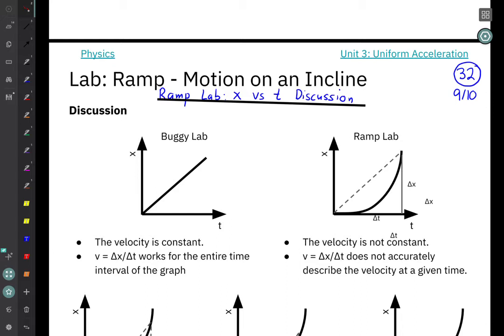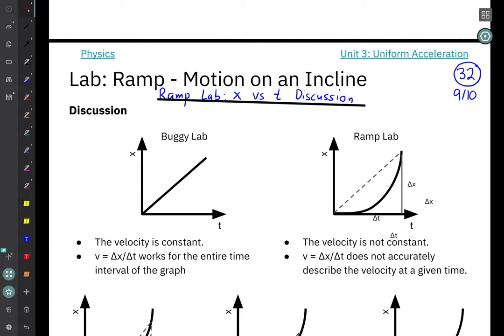Now this is going to be a great way to represent our data when we know the fact that our velocity is constant, which is what I'm going to have written down underneath my graph for the buggy lab. What that means is our velocity is going to be equal to our displacement, the change in position, over that time interval, the change in time. That velocity is going to work for the entire time interval of the graph. That velocity is the same here on the graph as it is up here. The entire graph has one constant slope, so we can assume that the velocity will be constant.